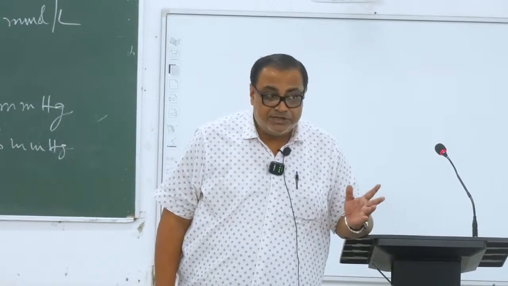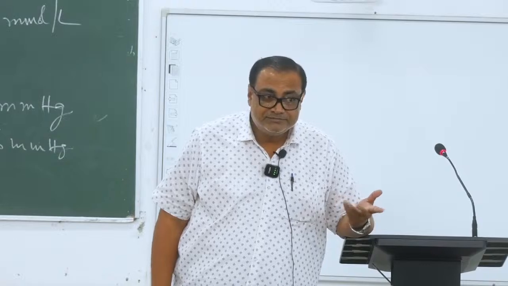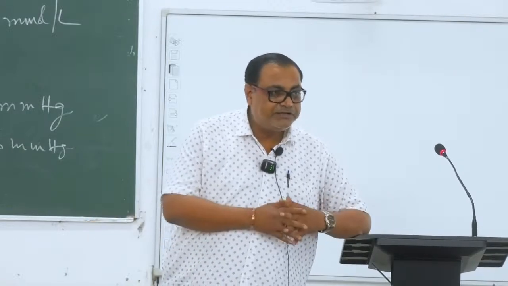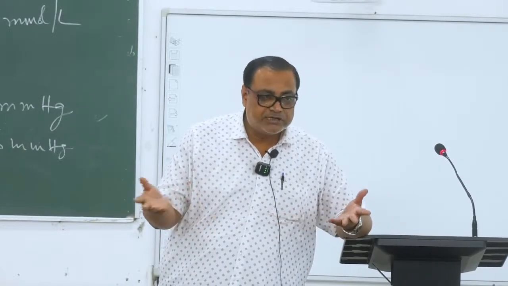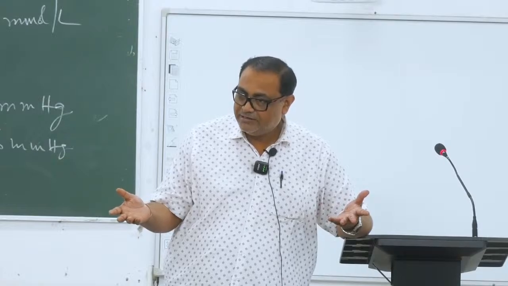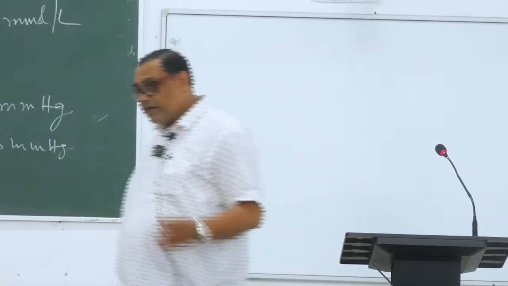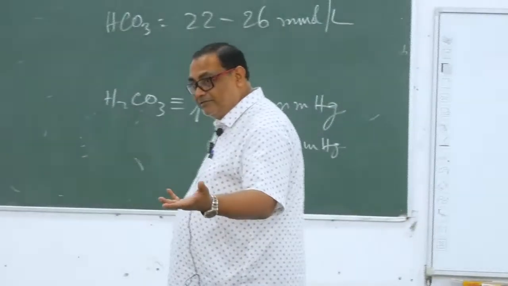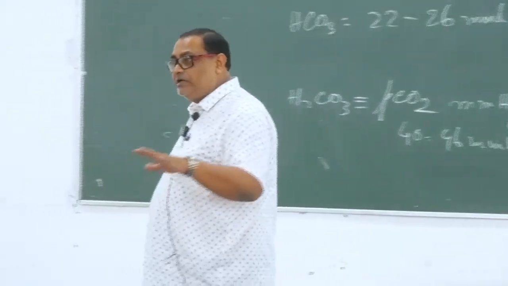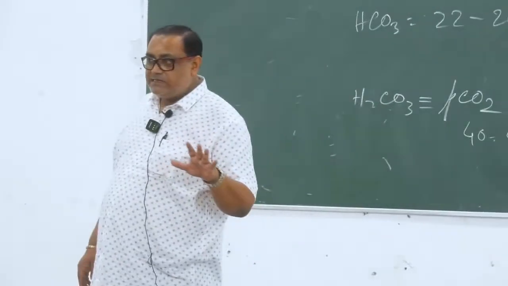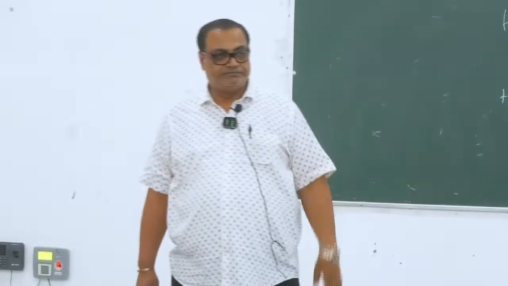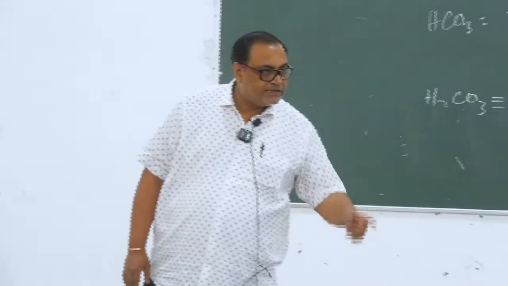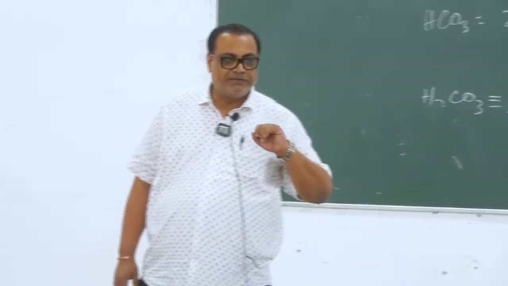Can there be any other form? Yes. Xanthurenic aciduria. Where do you find xanthurenic aciduria? In amino acid metabolism disorders. Then dicarboxylic aciduria. So there are different acids. Now these acids are titratable acids.